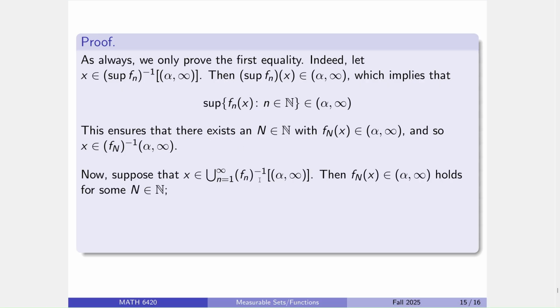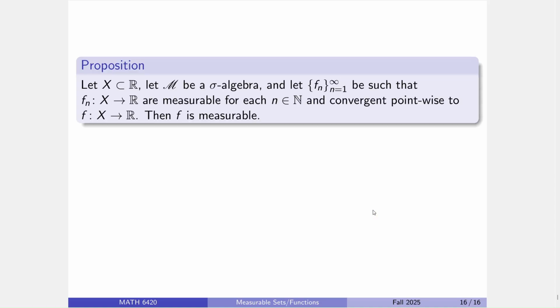All right, and for the converse, if you're in the union of all of these, all right, well, then you're in one of them, so f sub n is bigger than alpha strictly, but f sub n is less than or equal to the sup, so there you go. All right, and ta-da, the star of the show. A pointwise limit of measurable functions remains measurable. All right, okay, we're getting there.